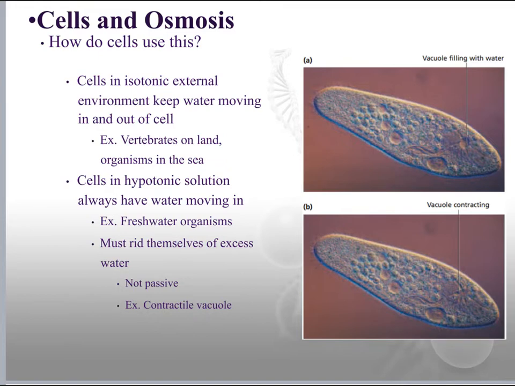Cells in hypotonic solution always have water moving in. So these are like freshwater organisms. They must rid themselves of excess water. So things that live in these hypotonic solutions are constantly having water trying to get into the cell, so they have to actively try to move that out. When they remove it, it's going against a gradient. It's going up the gradient instead of down, and that's going to take energy. So that's going to be for the next section.